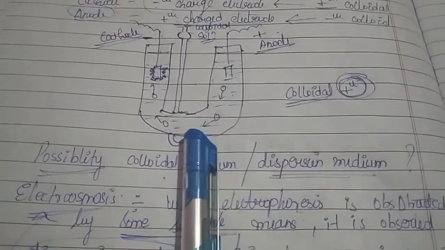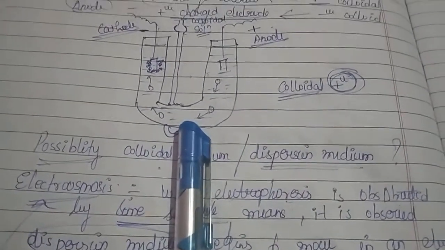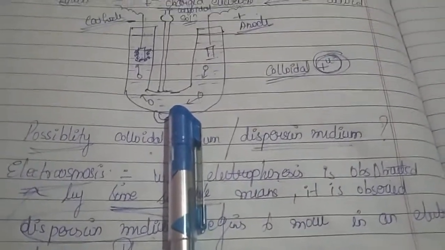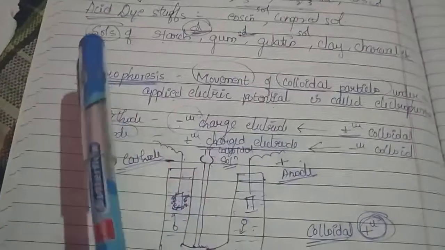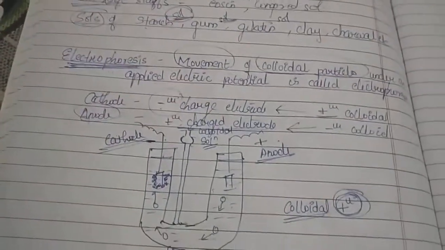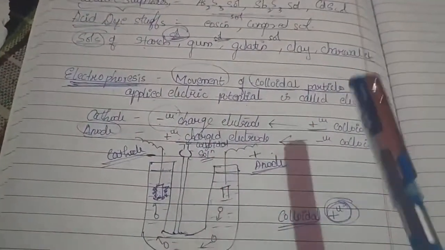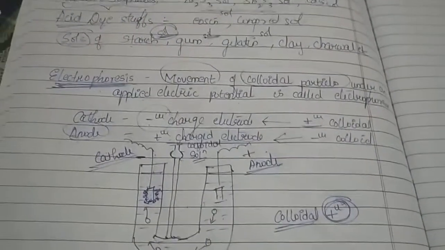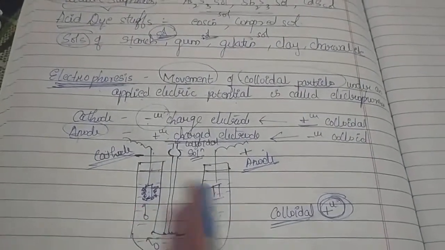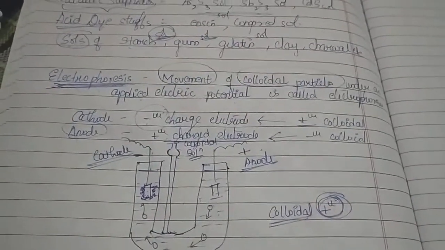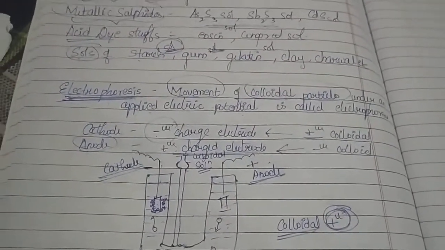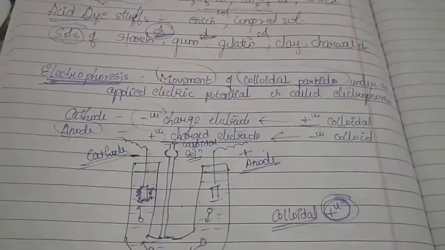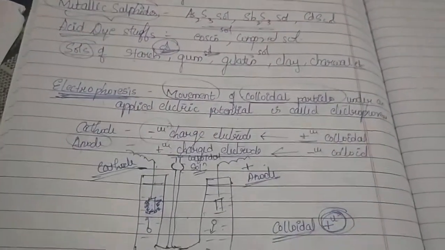And we also saw certain examples. But in order to make 100% assurance through experimental criteria, we selected a method which is called what? Electrophoresis. When you apply an electric field using two platinum electrodes in a U-limb, there will be movement of the colloidal particles under the influence of the electric field. That movement of a colloidal particle under an applied electric potential is called electrophoresis.